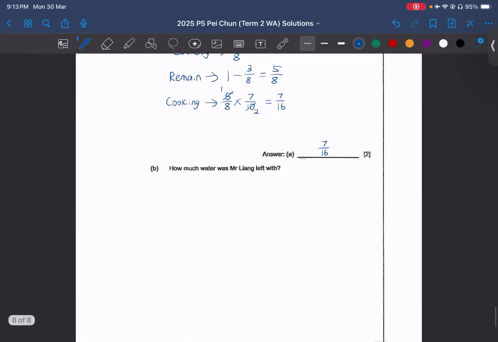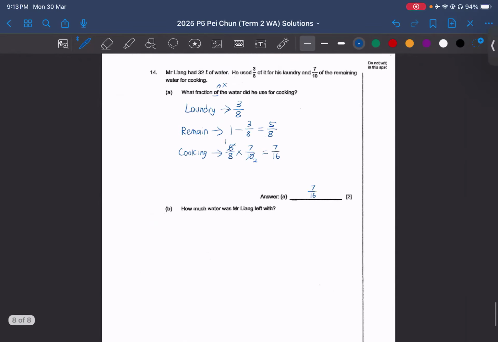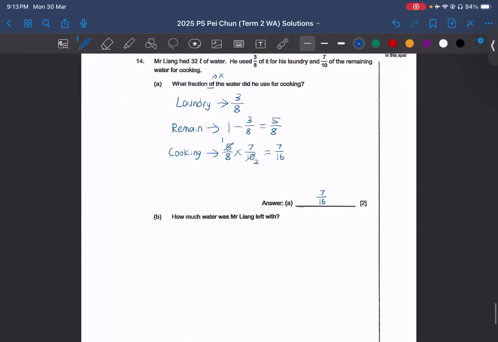Okay. For part B, how much water was Mr. Liang left with? So how do we find what fraction of water he is left with? To find the fraction of water that he's left with, the fraction he is left with would be just taking what he remained, which is the 5/8, subtract away how much he used for cooking, which is this 7/16.